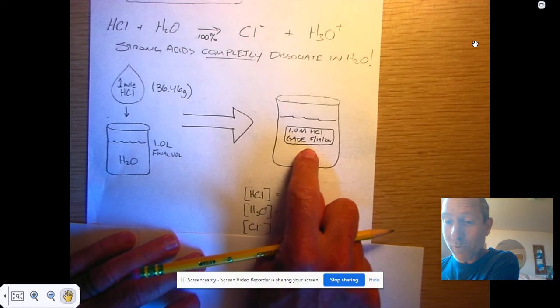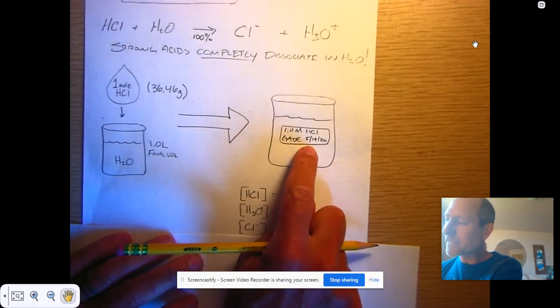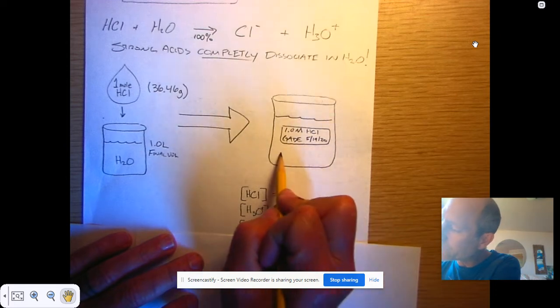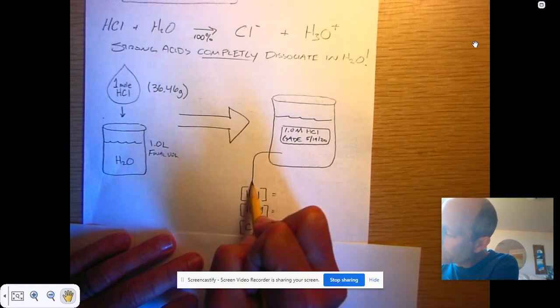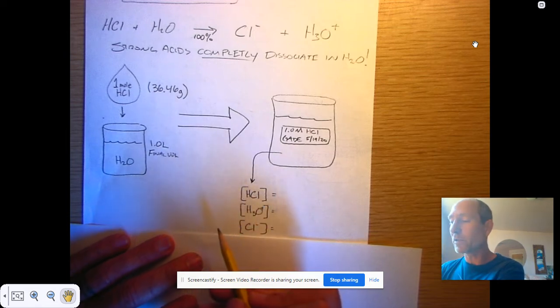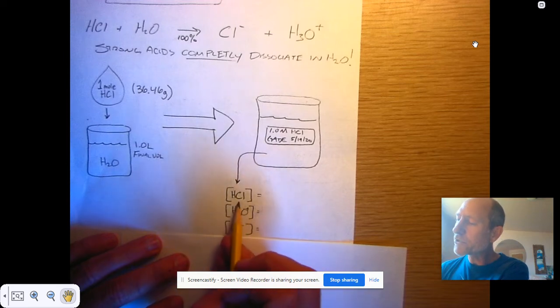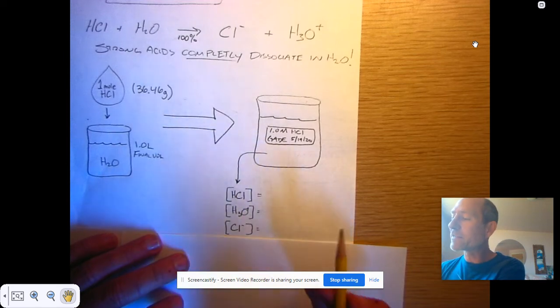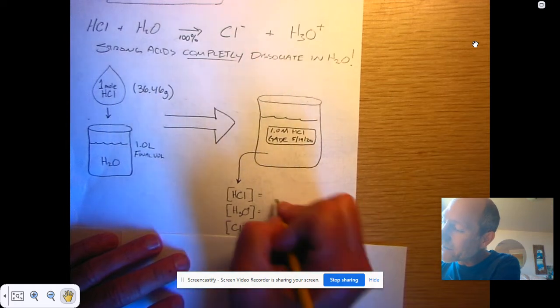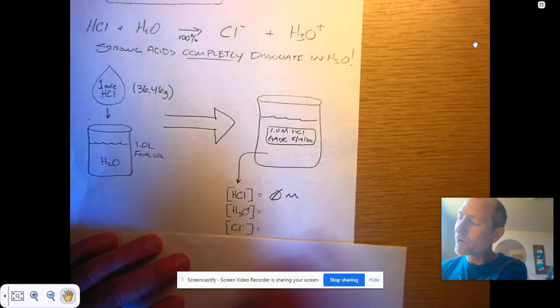So that's what the label would say, but what the label says and what's really going on inside of that container are two different things. So if we looked at what's really going on, remember these square brackets mean concentration in units of molarity. So the concentration of hydrogen chloride inside of this solution, it seems like it would be 1.0, but it's actually not. It's actually 0 molar.